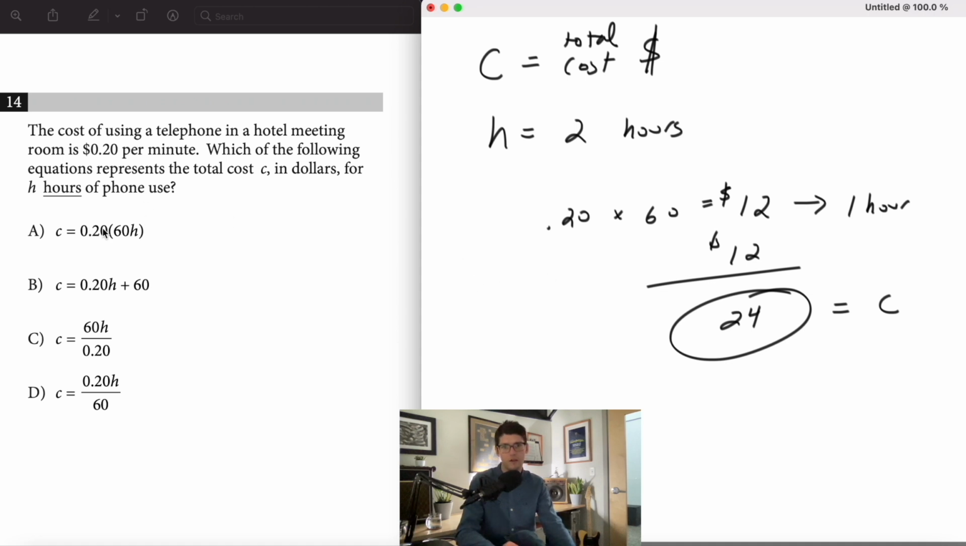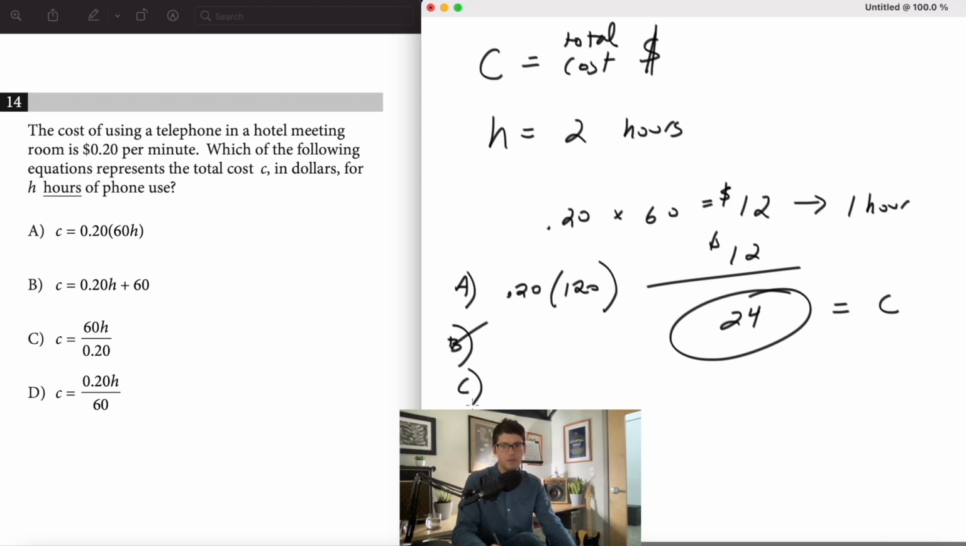Just try out these values, or try out these answers, I should say. If you try out answer choice A, that would be 0.2 times 120, 0.20 times 120, and that, I believe, gets us 24. Certainly it's true with your calculator that you could easily see that answer choice B is not going to give us 24. Right, 0.2 times H would be 0.4 plus 60. That's not going to get us a 24.